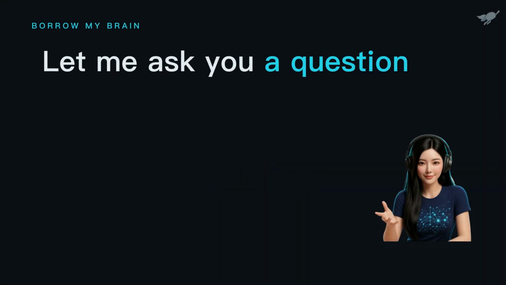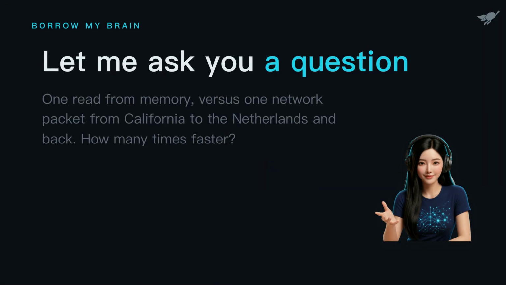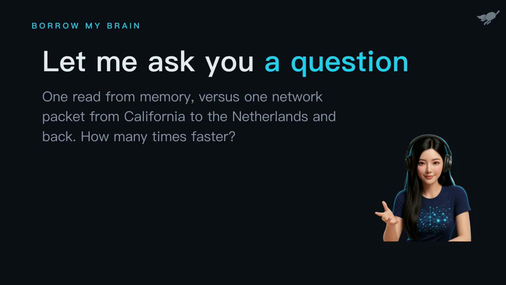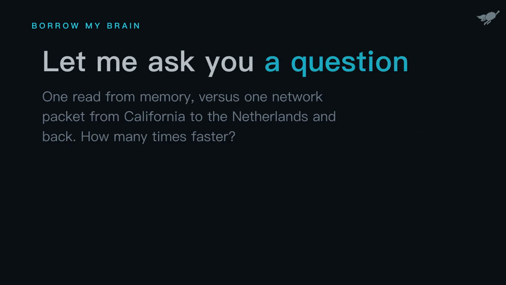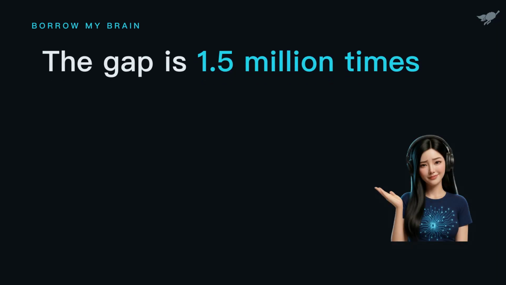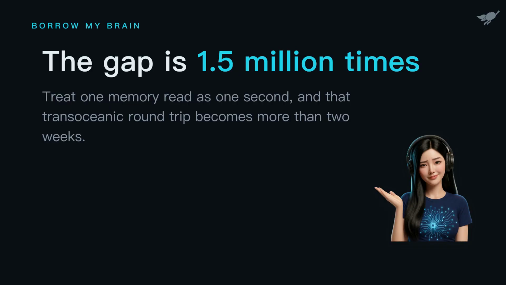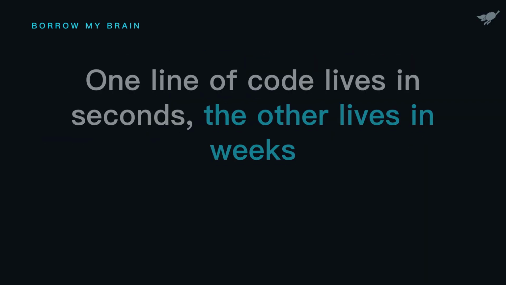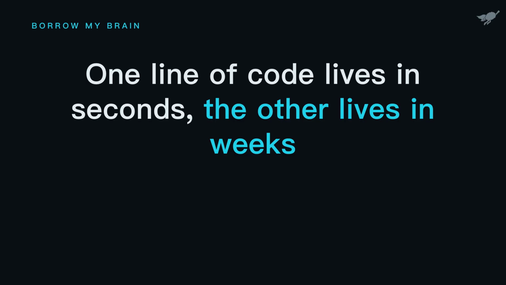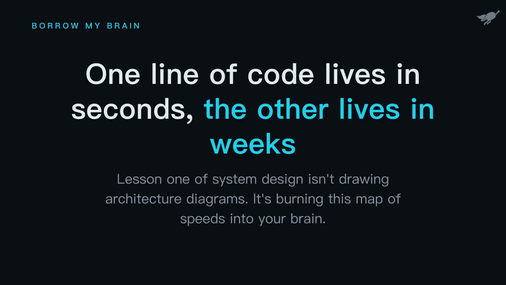Let me ask you a question. Reading one value from memory versus sending a network packet from California to the Netherlands and back. How many times faster is one than the other? 1.5 million times. If you treat one memory read as 1 second, that transoceanic round trip takes more than 2 weeks. 2 lines of code in the same program.